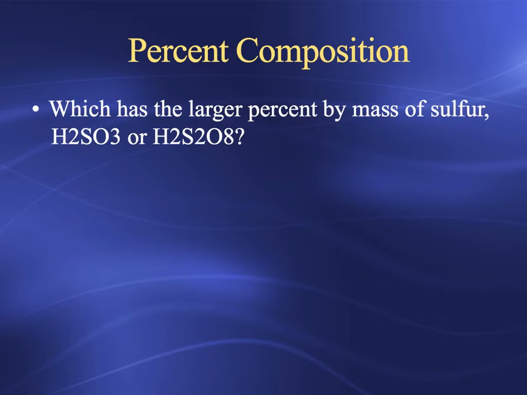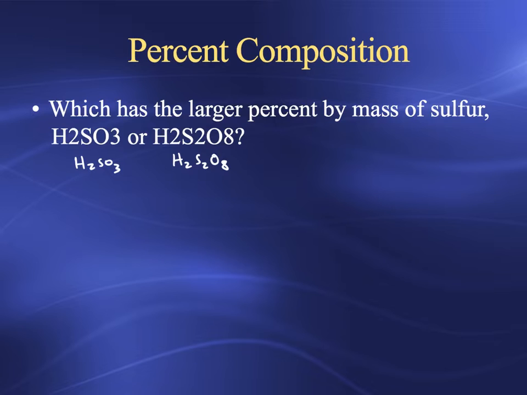Okay, so we are going to do several practice ones here. What has the larger percent by mass of sulfur? H2SO3 or H2S2O8. All right, so let's figure out the molar mass of each of these things here.